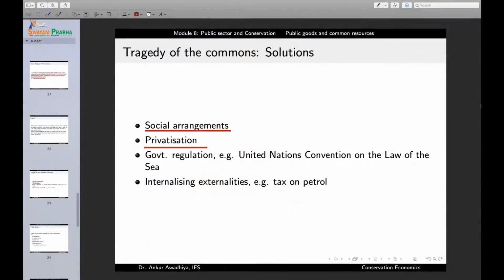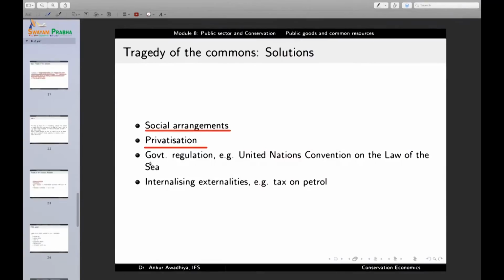This is another arrangement. Or government regulations such as the UN Convention on the Laws of the Sea. So we can have regulation by the government as well about how these resources have to be managed. A very good example is the management of forests in our country. The Supreme Court says that a forest will be managed only according to a working plan. And in the working plan, the government makes a regulation about how many trees can be cut so that the extraction of timber happens in a sustainable manner. Government regulation is a way to solve the problem of tragedy of commons.